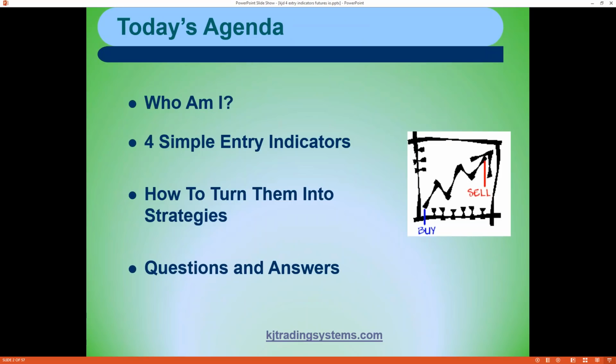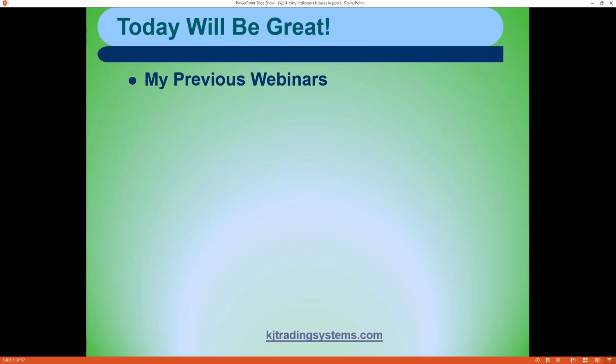So today we'll be talking first, for those of you who don't know me, I'll do a brief bio of who I am, and then we'll talk about these entry indicators. I'm calling them entries, I'm calling them indicators. You'll see why, and you'll see what it's all about. And then we'll talk a little bit about how to turn them into strategies, and then at the end we'll have plenty of time for questions and answers.